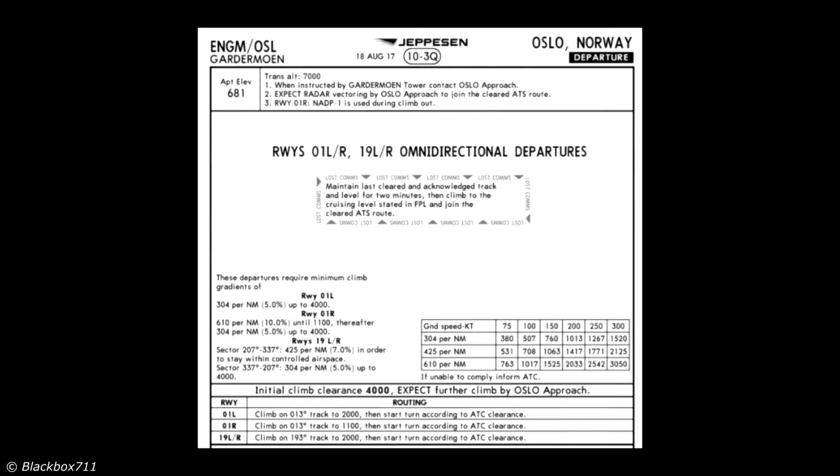And initially for 01 left, climb on track 013 to 2,000 feet and then start turn according to ATC clearance, meaning that air traffic control will give you a precise heading or track to maintain after departure. So air traffic control will tell you and give you instructions, obviously. So they have a backup system available for those who don't have RNAV capability.